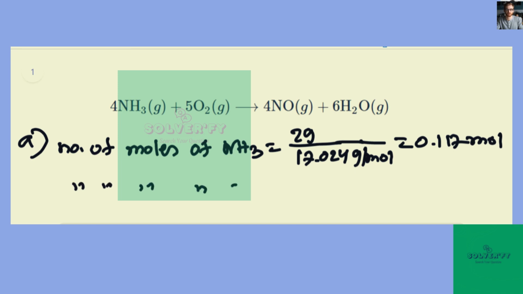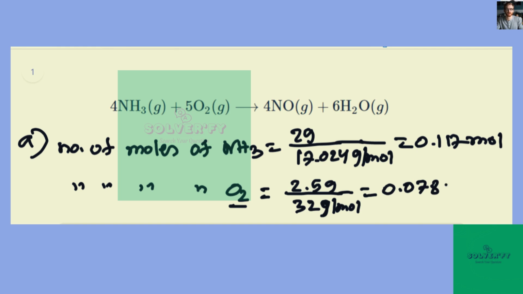Similarly, the number of mole of O2: we are given 2.5 gram O2. So the number of mole of O2 will be 2.5 over the molar mass of O2, which is 32 gram per mole. Since we have an oxygen molecule here, and for one oxygen atom we have 16 grams, for O2 we'll have 32 gram, and it will give us 0.078 mole of O2.